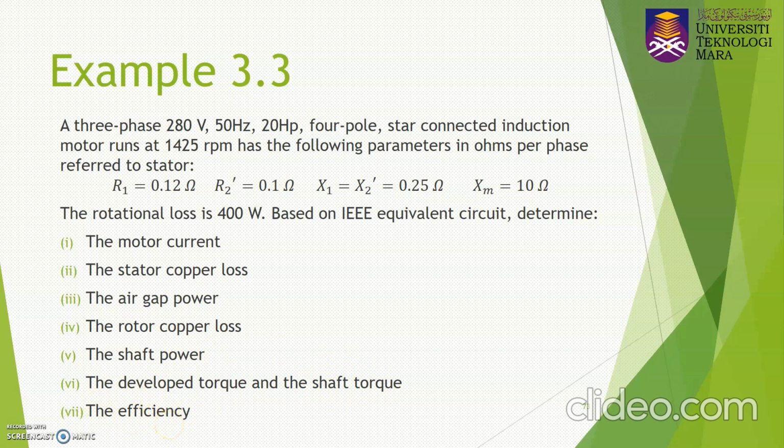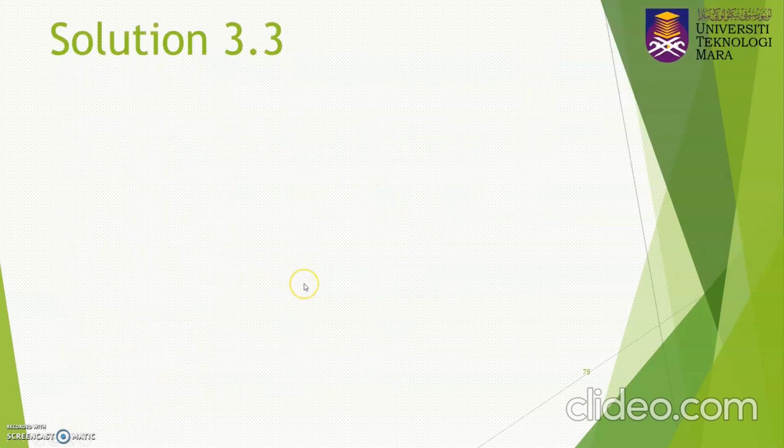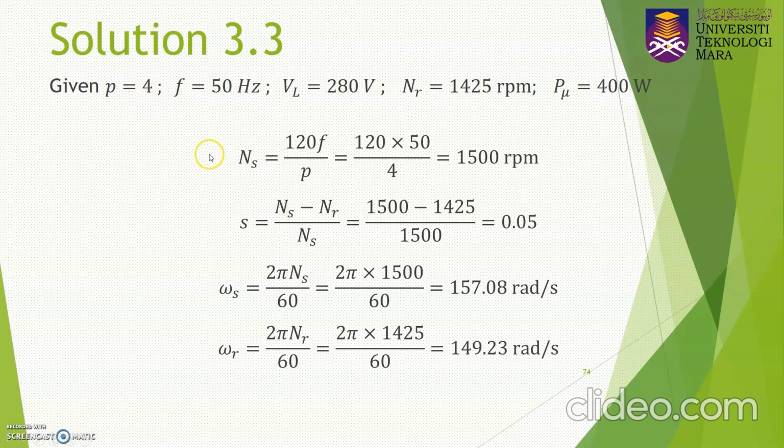Let's see how to solve this question. We go to the next slide. First of all, before you start your calculation, you need to calculate the synchronous speed, the slip, the omega s and also the omega r. Again, you just write down the parameters given. The ns is given by the formula 120 multiplied by your frequency divided by pole: 120 multiplied by 50 divided by 4, you get 1500 rpm. So this is the ns.